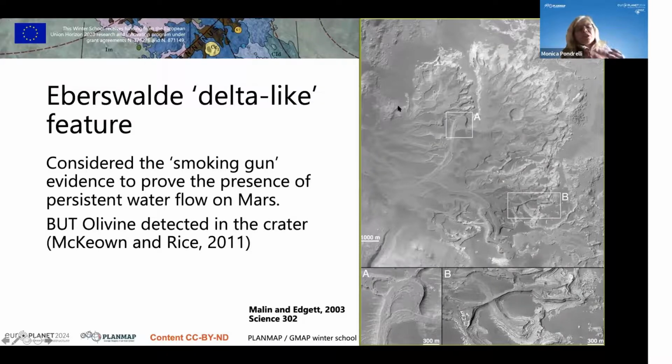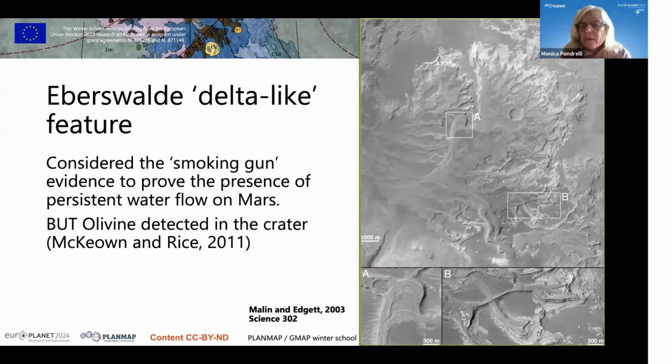This feature was considered the smoking gun evidence to prove the presence of persistent water flow on the surface of Mars, because how can one contest that this morphology, look at these beautiful meanders and this chute cutoff here, was formed by fluvial activity? And this was used to prove that water was stable on the surface of Mars for a significant amount of geological time.